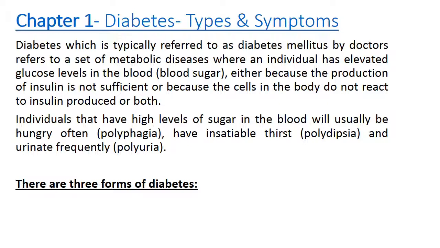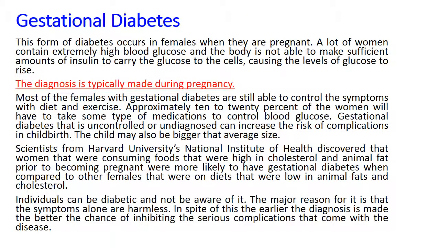Individuals that have high levels of sugar in the blood will usually be hungry, have an insatiable thirst, and urinate frequently. There are currently 3 forms of diabetes. The first kind is known as gestational diabetes. This form of diabetes occurs in females when they are pregnant.